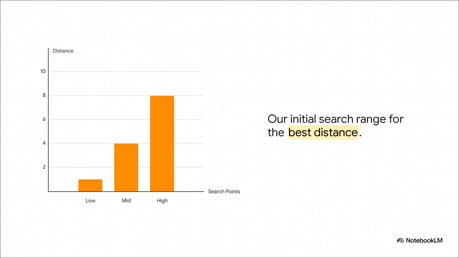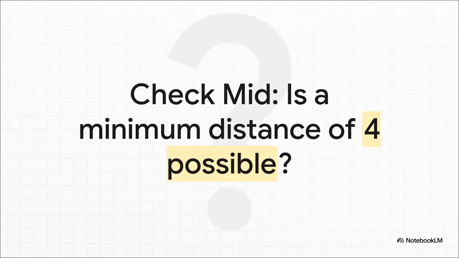So instead of starting at 1 and counting up, let's look at our entire range of possible answers. The smallest distance could be 1. The largest possible distance would be the difference between the first and last stall, which is 9 minus 1, so 8. Our answer has to be somewhere between 1 and 8. Now, binary search doesn't mess around with starting at the beginning. It jumps straight into the middle of our range. The midpoint between 1 and 8 is about 4.